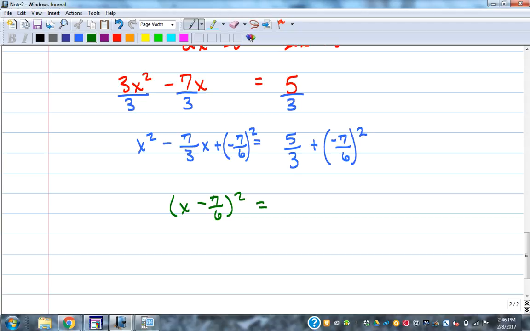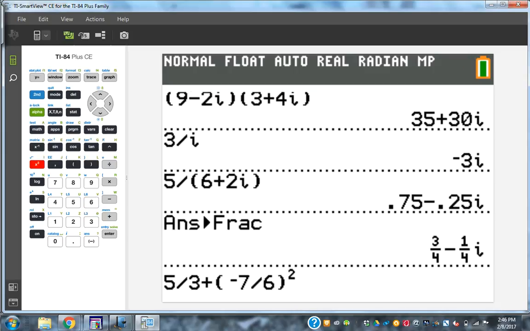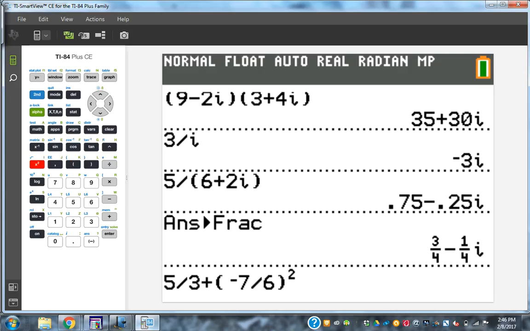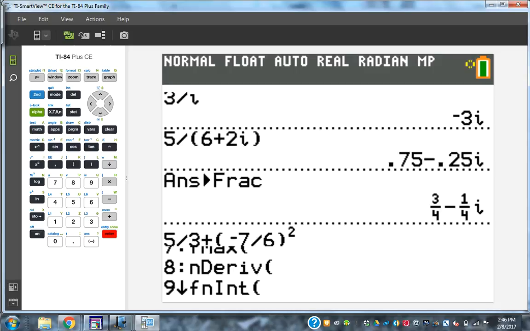On this side, we got to actually work it out. And I just punch that in my calculator and get it to crank it out. Exactly how it's written there. I'd go 5 divided by 3 plus parentheses negative 7 divided by 6 close parentheses squared. Exactly how I've got it written on my paper is how I would type it in there, and just get it to crank it out and make it give you the answer in a fraction.